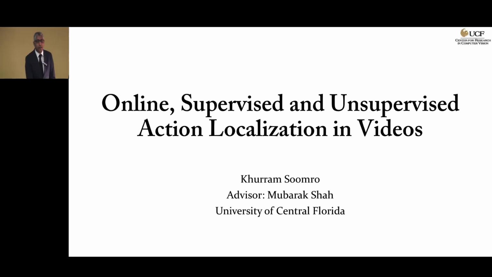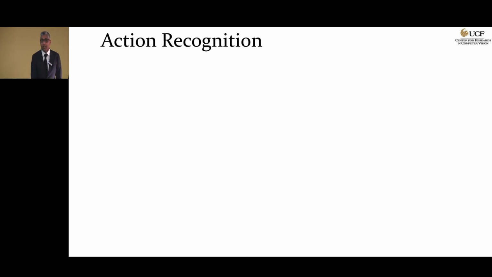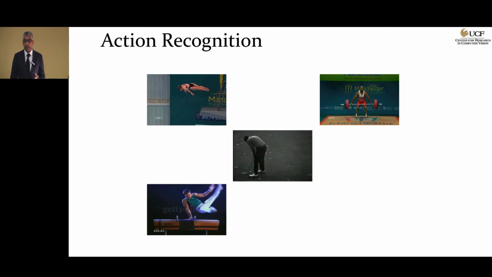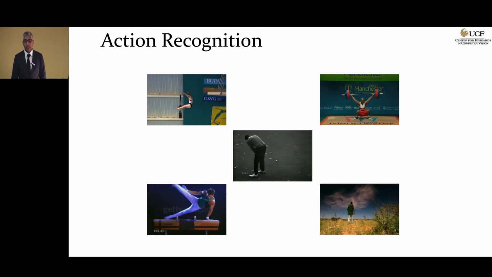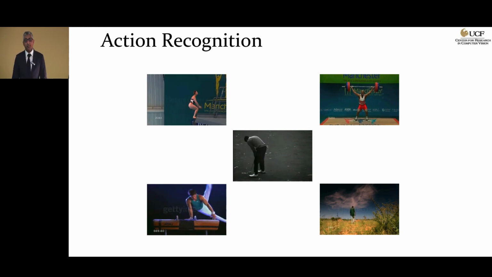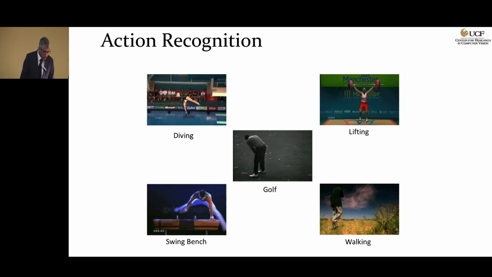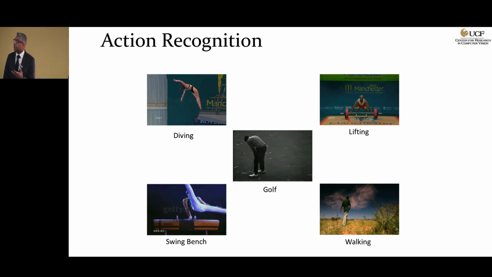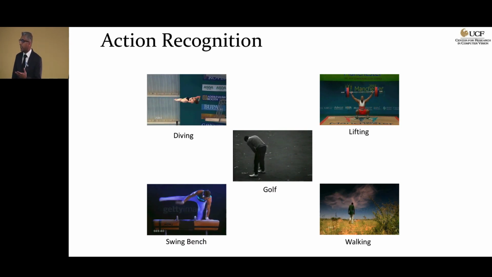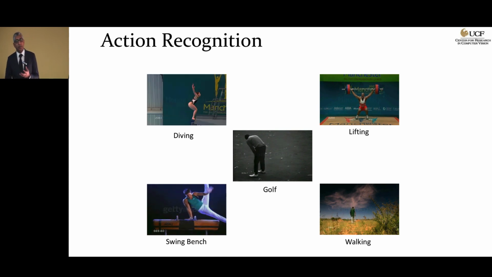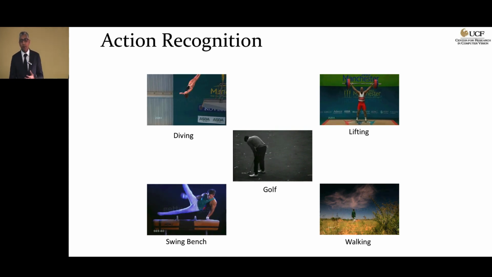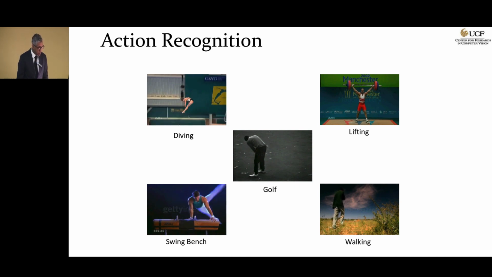So first I'd like to start with defining the problem of action recognition. The way action recognition works is that given several videos of human activities, human actions, the task is to learn a classifier that can label each one of these videos, such as shown over here. So let's say the human action is diving, lifting, golf swinging, bench, walking, you learn a classifier that can label each one of them from a set of labels for that particular data set.